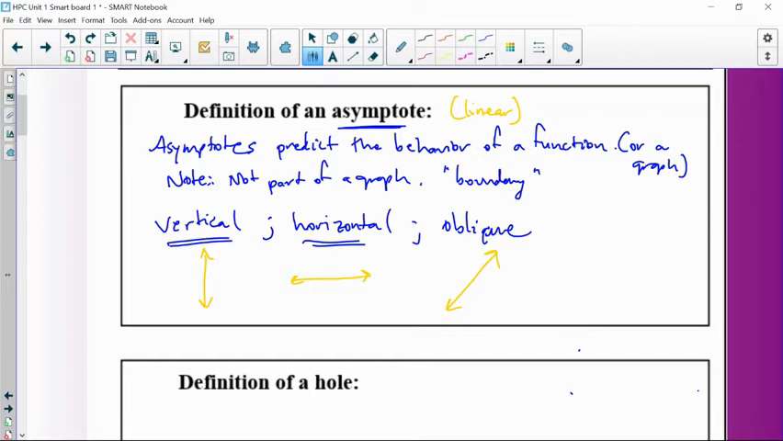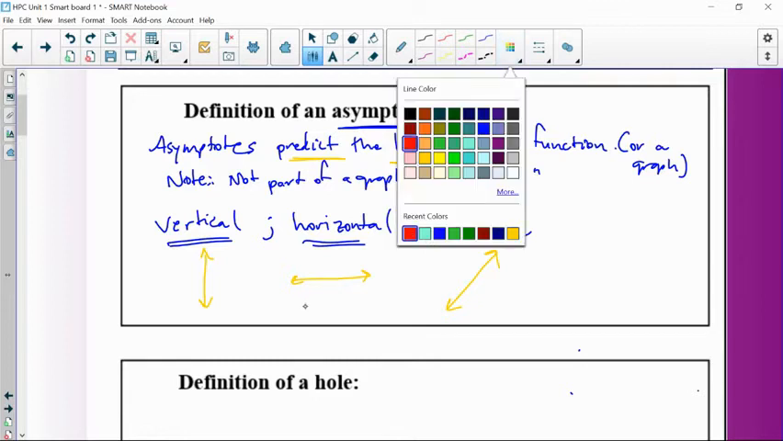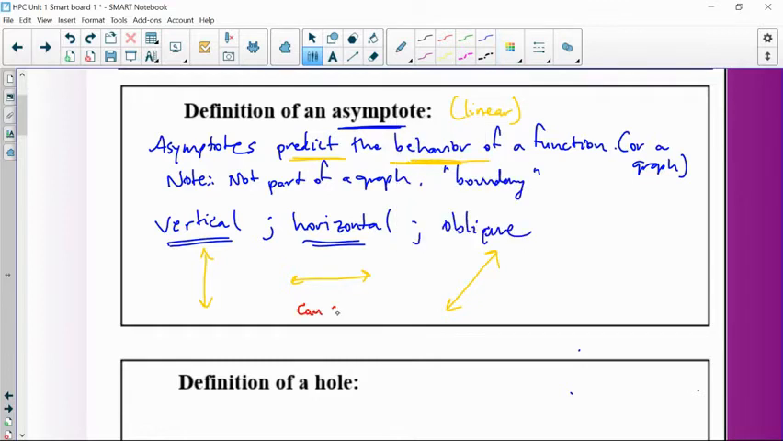So again, the definition of an asymptote is predicting the behavior, and it's not part of the graph. It's sort of like a boundary, but you might be able to touch that. And again, maybe I'll even mark that on my notes here. You can sometimes cross this one, and you can sometimes cross this one. Again, it depends on the function.